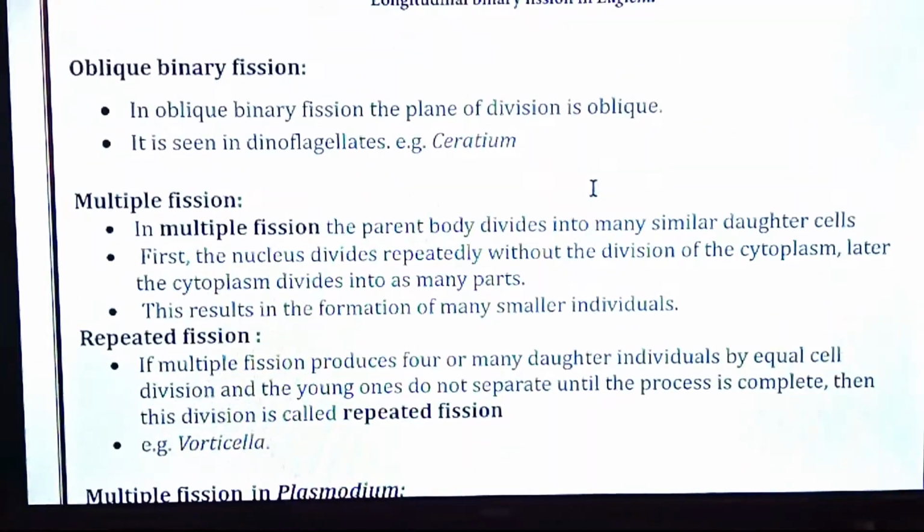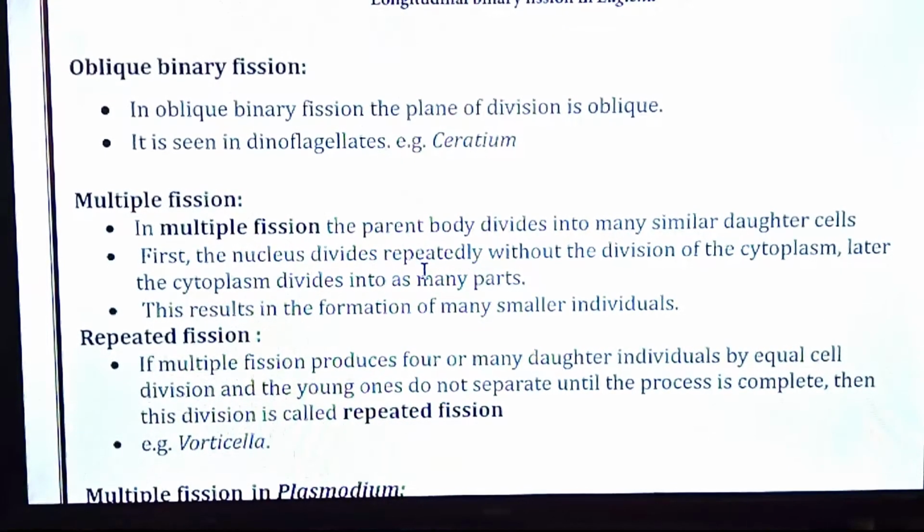The next division is called multiple fission. In multiple fission, the parent body divides into many similar daughter cells. First, here also the nucleus will repeatedly divide. So the nucleus will divide into 2 first, then 2 to 4, 4 to 8, 8 to 16, like that they will divide, and many small bits of nucleus will be formed, and these will be surrounded by a little amount of cytoplasm, forming many smaller individuals, and this we call multiple fission.